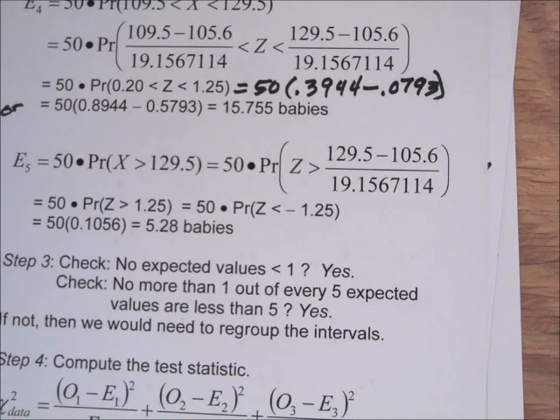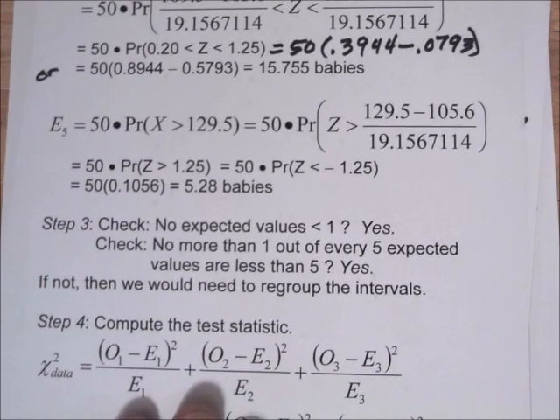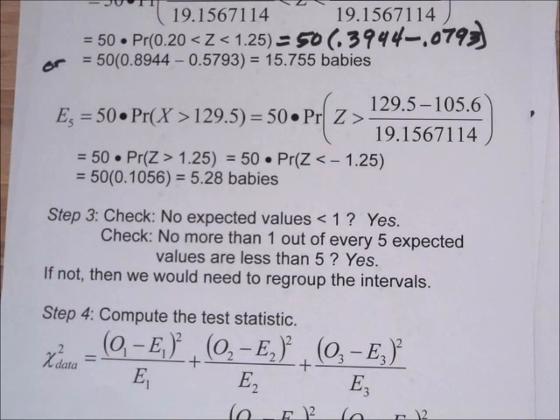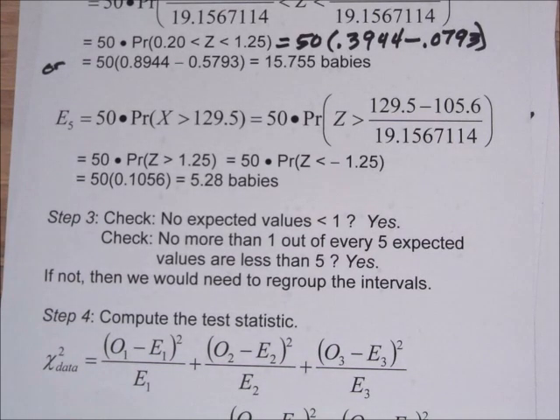So those are the expected values. We want to check that no expected values are less than 1, and that's true. None of them are less than 1. And we'll also check that no more than 1 out of every 5 expected values are less than 5. We have exactly 1 of our expected values less than 5, so that's okay, as long as we don't have more than 1 out of every 5.